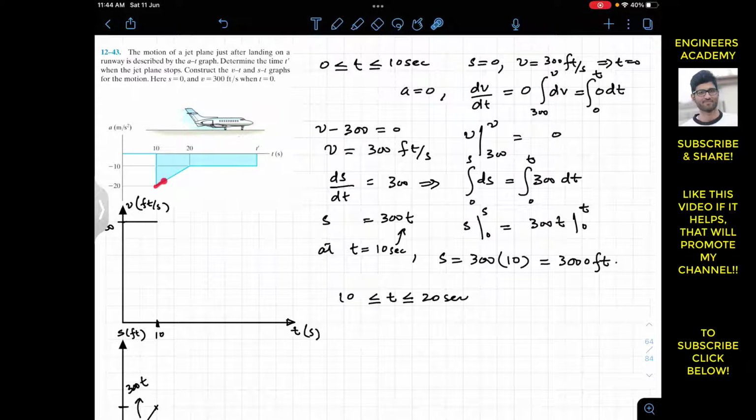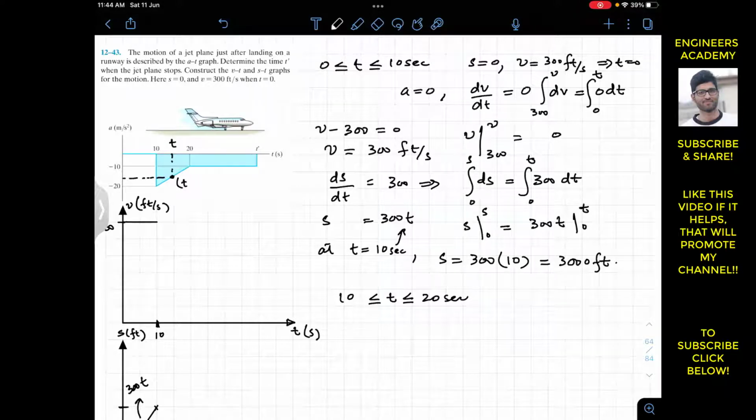So the deceleration is the straight line. The deceleration is following the straight line. So we need to have the equation of the straight line. So now for this, let's consider a point somewhere here, and let's say that this point is somewhere here, t.